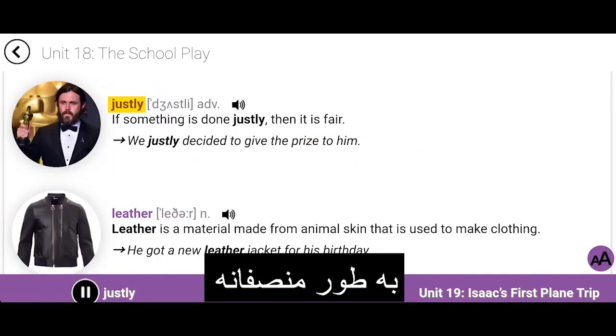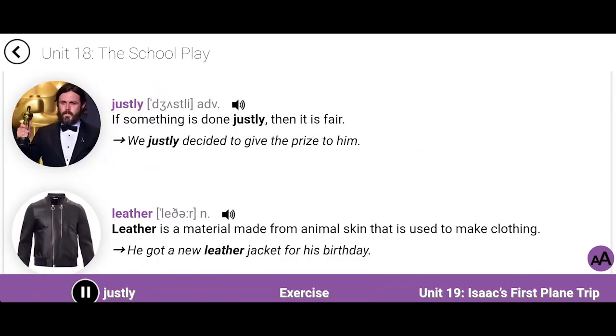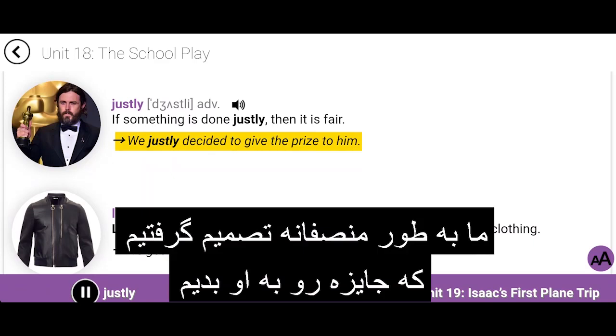Justly. If something is done justly, then it is fair. We justly decided to give the prize to him.